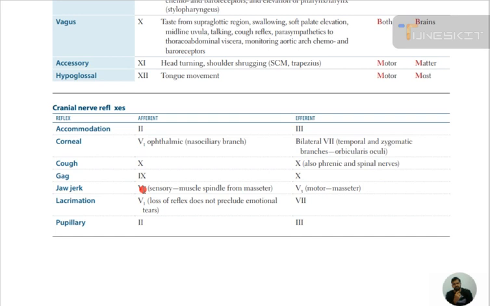Jaw jerk is related to cranial nerve 5, and the main branch involved is the third branch of the trigeminal nerve, which is sensory and muscle spindle from the masseter, and it also functions via cranial nerve 5. Lacrimation, V1: loss of reflex does not preclude emotion and tears. It functions via cranial nerve 7. Pupillary reflex receives its afferent from cranial nerve 2 and functions via cranial nerve 3.